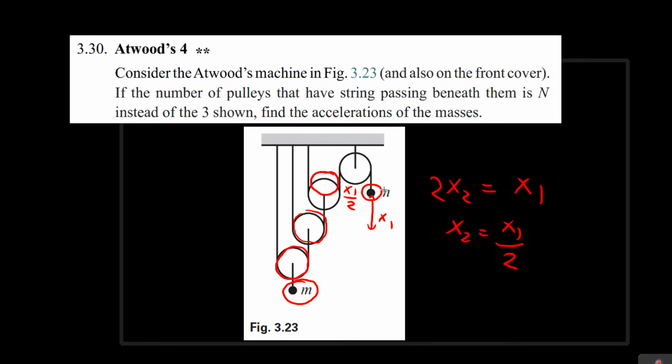So we've completed the first step. We found that for every displacement of x1, so if this mass moves down by a distance of x1, then this pulley would move up by a distance of x1 over 2. So if this moves down by 2 centimeters, then this pulley would move up by 1 centimeter. So now our next step is to find, if this pulley moves up by a distance of x2, how much this pulley would go up.